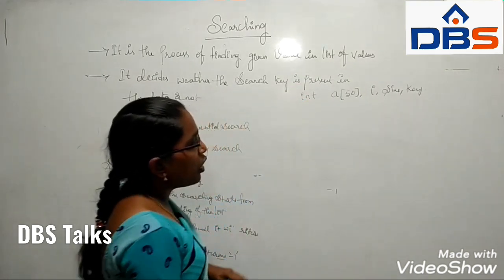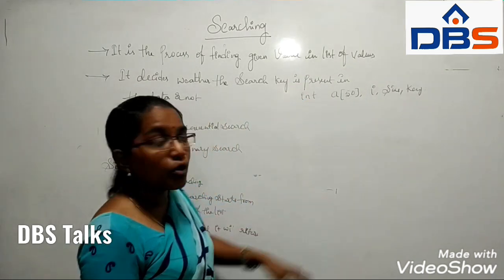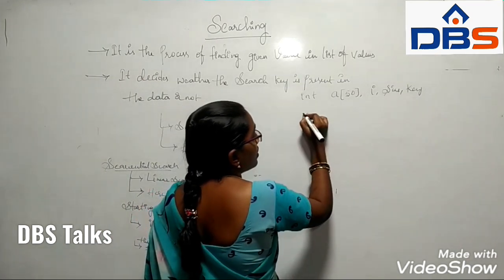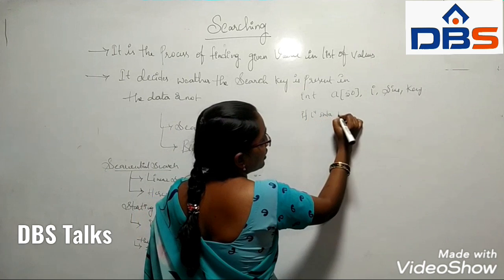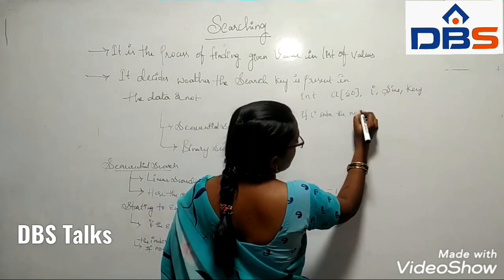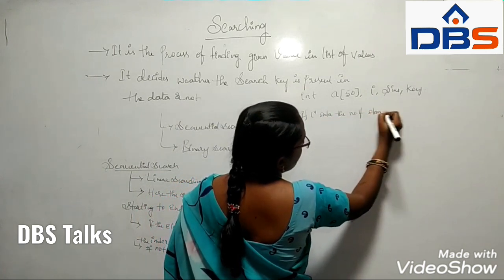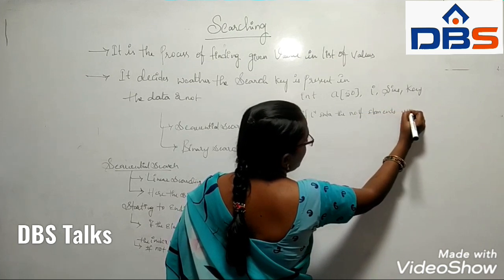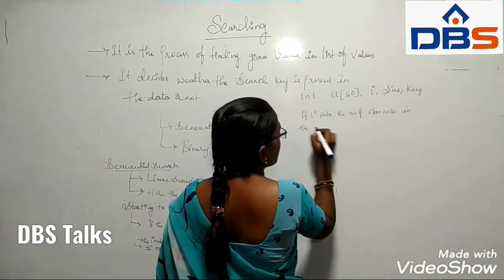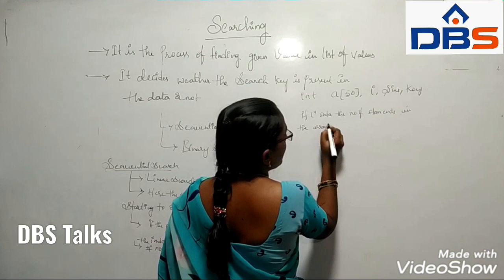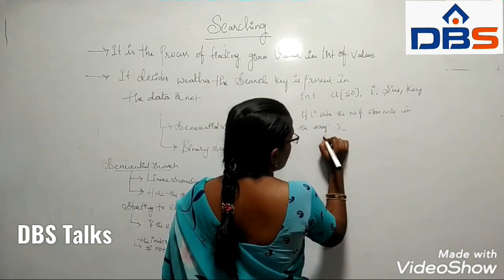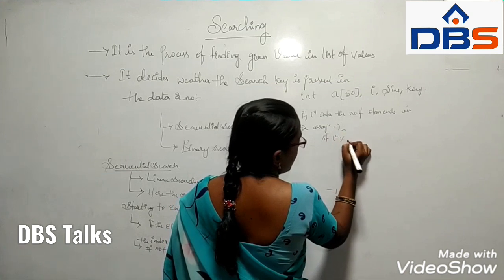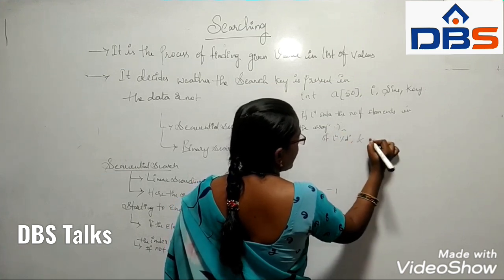After declaration, you are going to write the printf statement: enter the number of elements in an array. Then scanf, %d, ampersand.